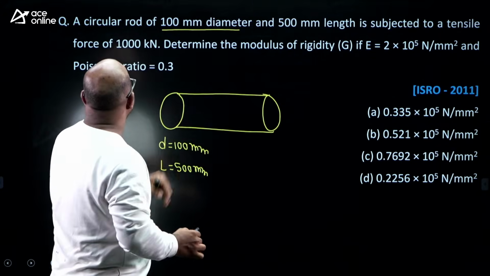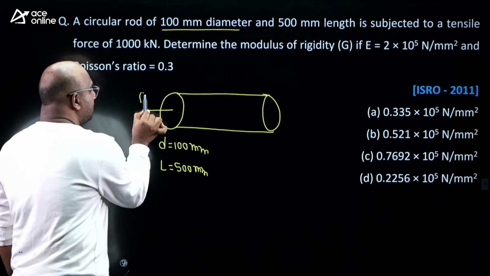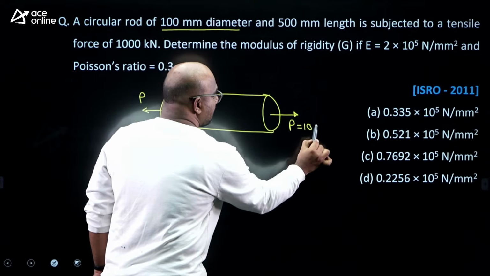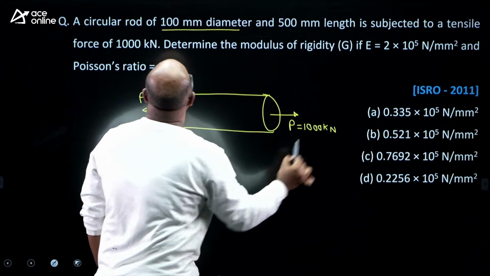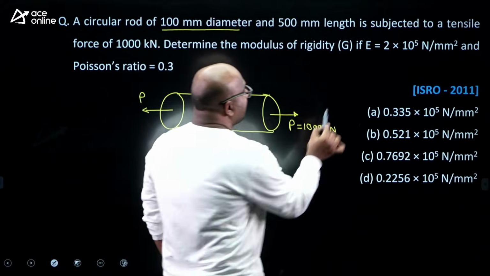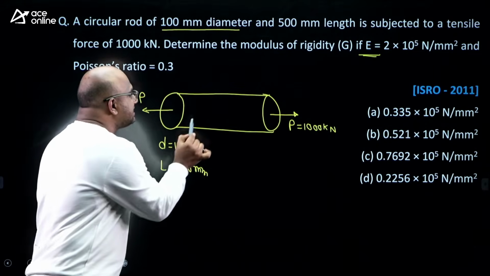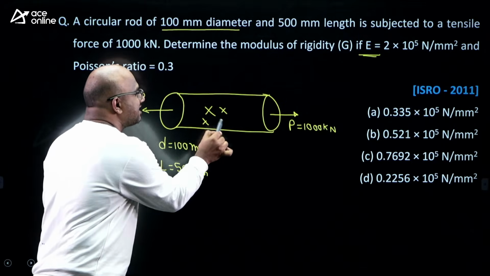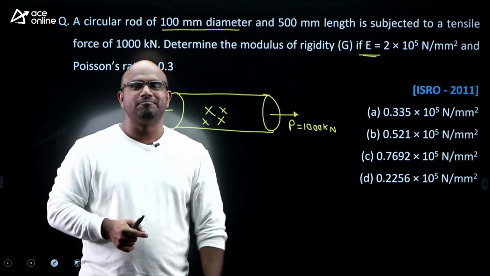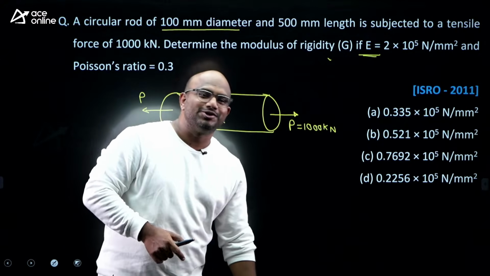Is subjected to a tensile force of 1000 kilonewtons. Take care of the units, guys. 1000 P. Here also P. How much, guys? Anyone? 1000 kilonewtons, guys. Determine the modulus of rigidity if E is given, guys. First of all, this is completely useless data he has given. What is the use of this data? Completely useless, because he is asking G equal to how much, and he has given E. So how can you solve it, guys?